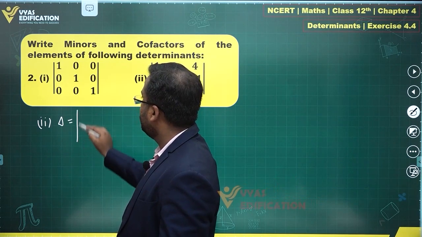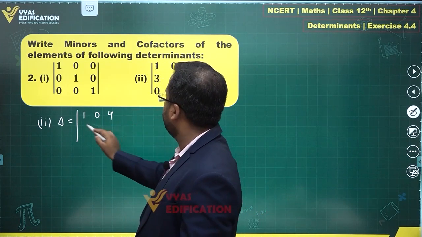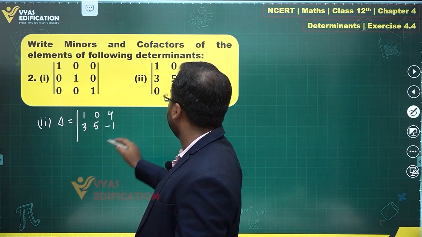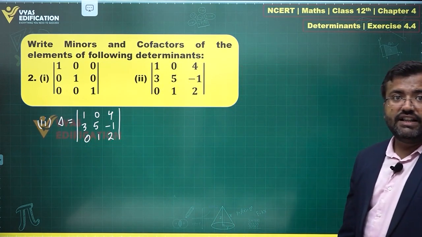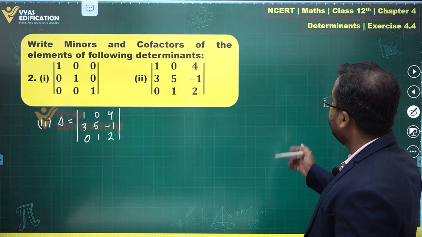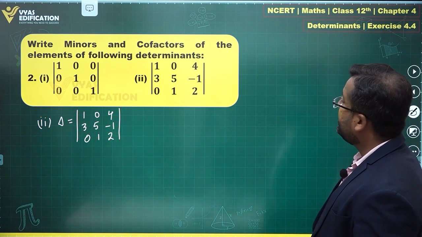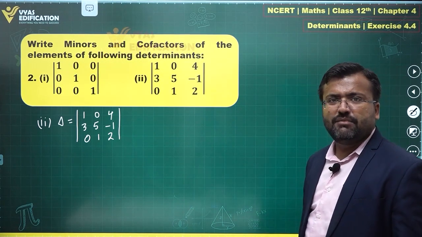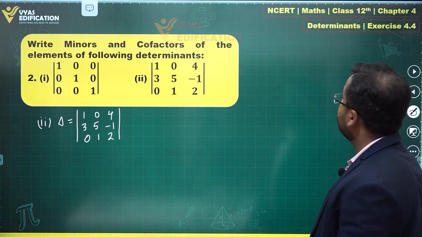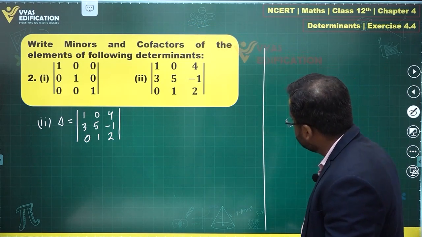Delta is equal to 10435 minus 1012. This is the determinant. And let's find the minors and cofactors using a similar idea as we just used, by drawing the grid first of all. And since the elements are a bit complicated, we'll need more calculations. Okay, let's draw a slightly bigger grid.